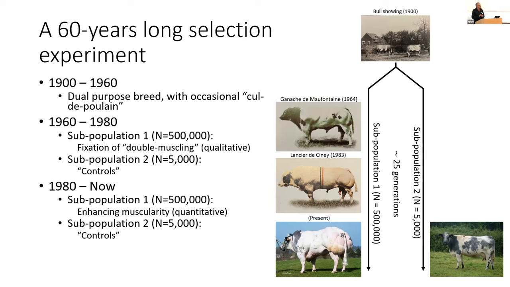Despite that fact, in the 60s, Belgian breeders decided that they were going to fix this qualitative double muscled phenotype, and they started a selection process towards that goal, in the largest fraction of the population that I call in the slide subpopulation one, but they maintained, if you will, a control population. And as you will see, the corresponding gene was quite readily fixed. Since then, from 1980 until now, they have continued to select for increasing muscularity, but now dealing with a quantitative trait, if you want. So I'll tell you a bit about the observations we have made during this first phase of that selection experiment and the second one.